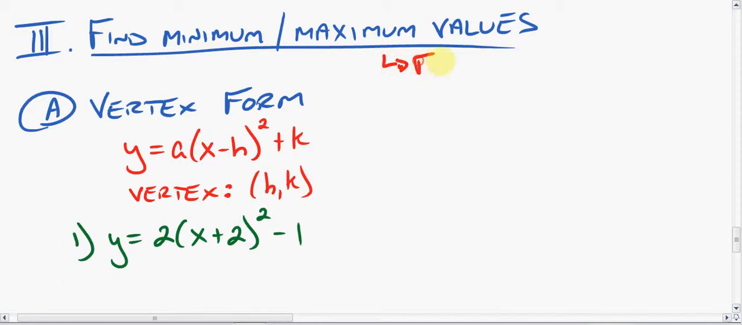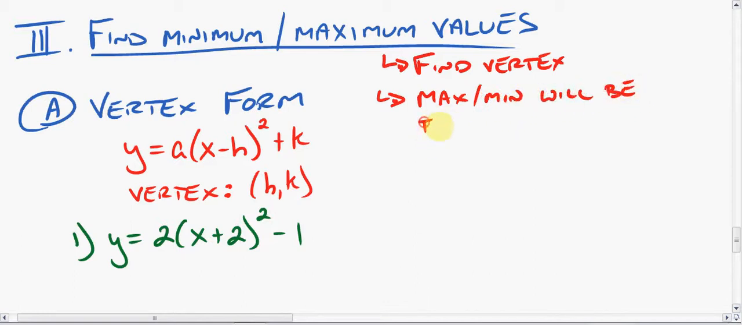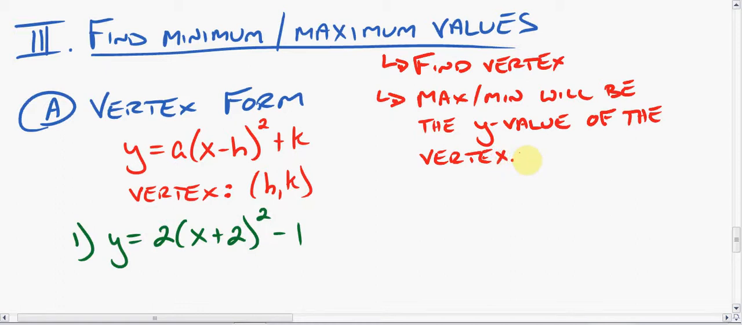I'll make a little note here. Find the vertex. And your max / min will be the y value of the vertex. That's it. Find the vertex, find that y value, and you have your max or min. You know if it's a max or min based on whether the graph opens up or down, and we'll explain that a little bit more in detail here.